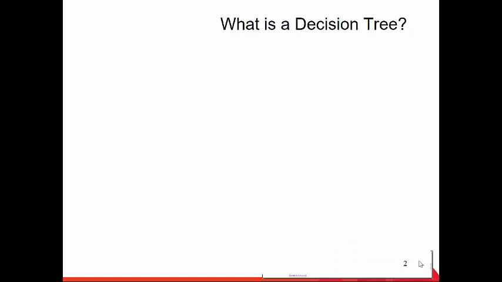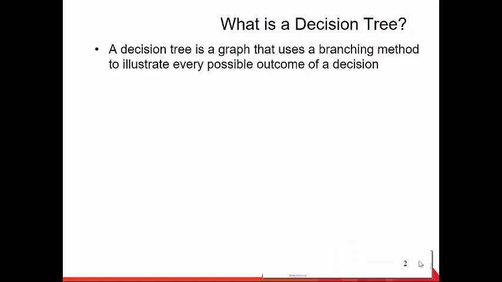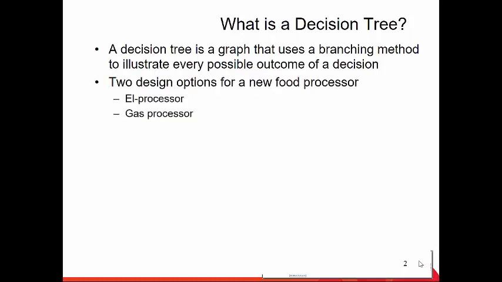A decision tree is a graphical representation where we use symbols and branches to define every possible outcome impacting our decision. In this case, there are two designs to choose from. We can't choose both. We have to choose either an electrical food processor or a gas food processor.